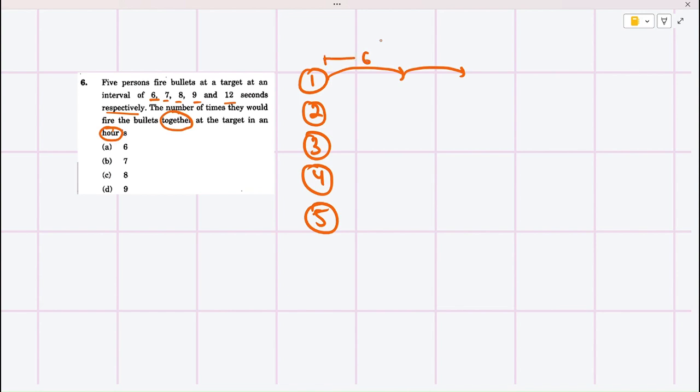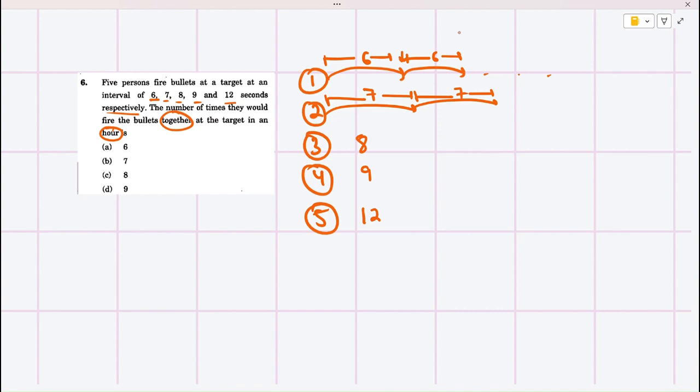So basically, if first time he or she fires after 6 seconds, second time they will fire again after 6 seconds, and so on. The cycle will continue for 6 seconds interval for the first person. Then for the second person, the case becomes 7 seconds. For example, यहाँ पे this person takes 7 seconds instead of 6 as compared to the first one. Then for the third it is 8 seconds, fourth one it is 9, and for the fifth one it is 12 seconds. जो interval है shoot करने का target को वो.